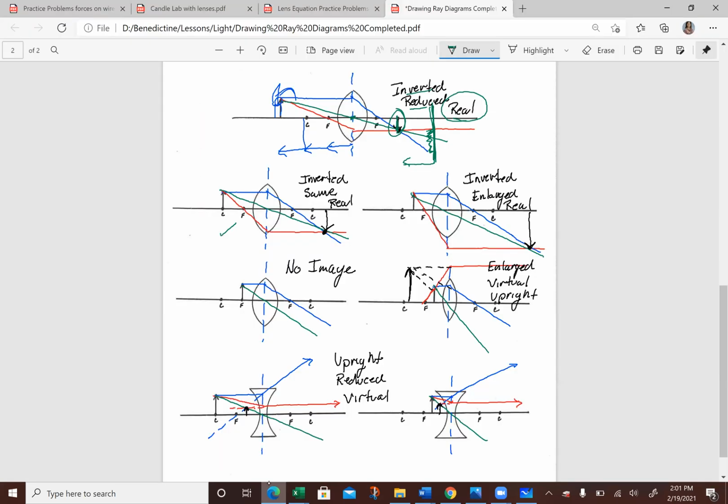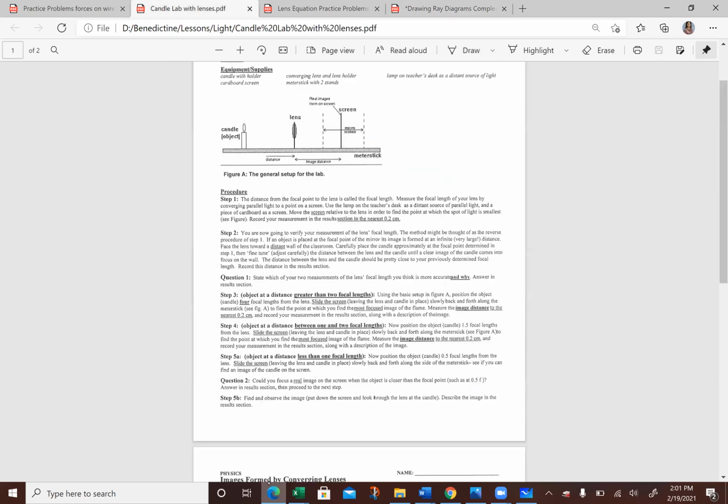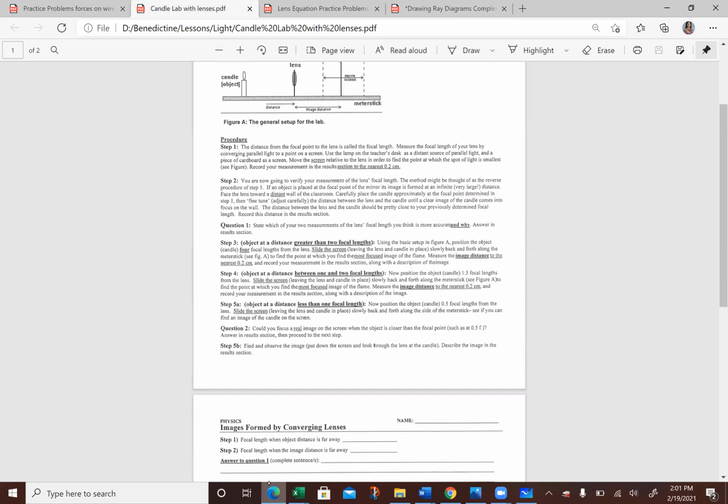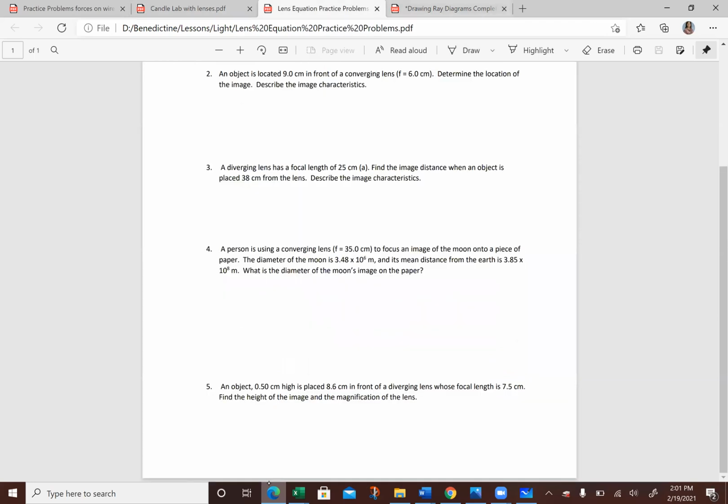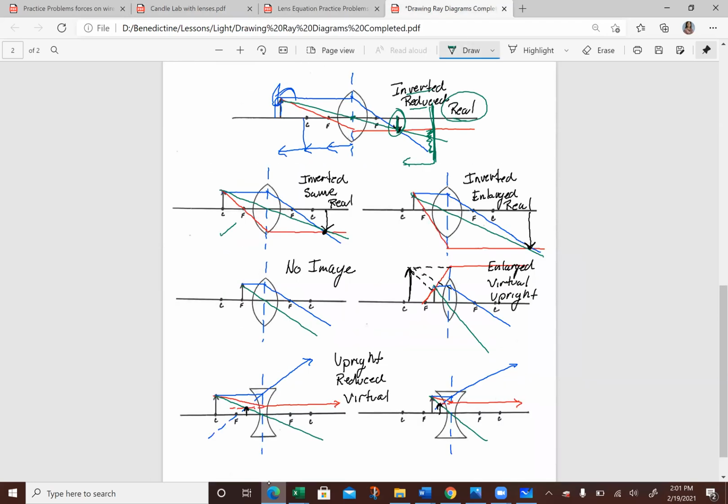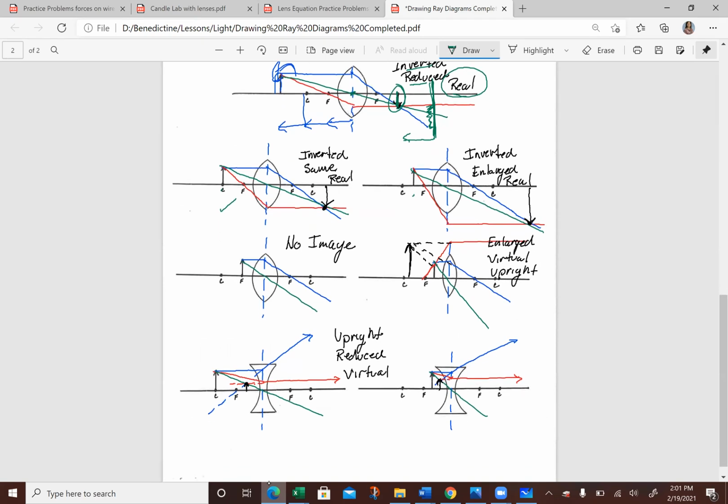The next step is to put your object between 1 focal length and 2. So you're basically mimicking our ray diagrams. Then you're going to move your candle to between the 2, and you're going to move your screen and you're going to see that the image changes. Those are real images that you're going to be able to project.